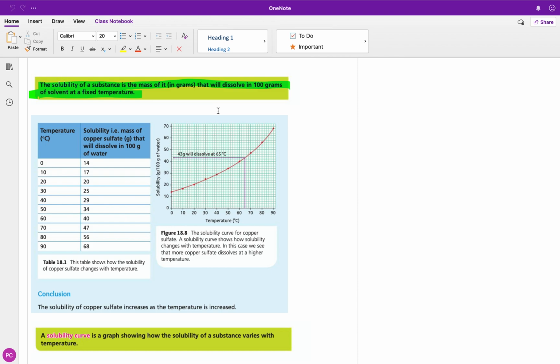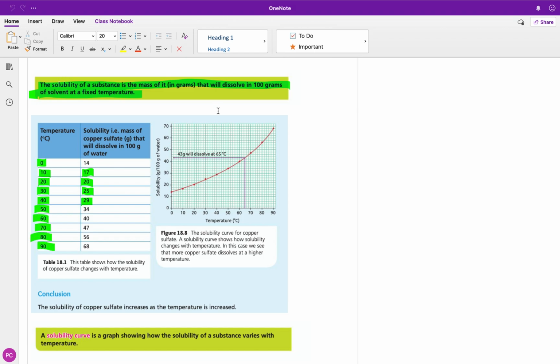So if you imagine on your hot plate, you started off at 0 degrees, and then you heated it a bit, and you added in a couple of grams of copper sulfate. Then you heated it a bit more, and you added in another 3 grams. Then you heated it up to 30 degrees, and you added another bit. And then you heated it up to 40, and you added another bit. And you keep heating 50, 60, 70, 80, 90.